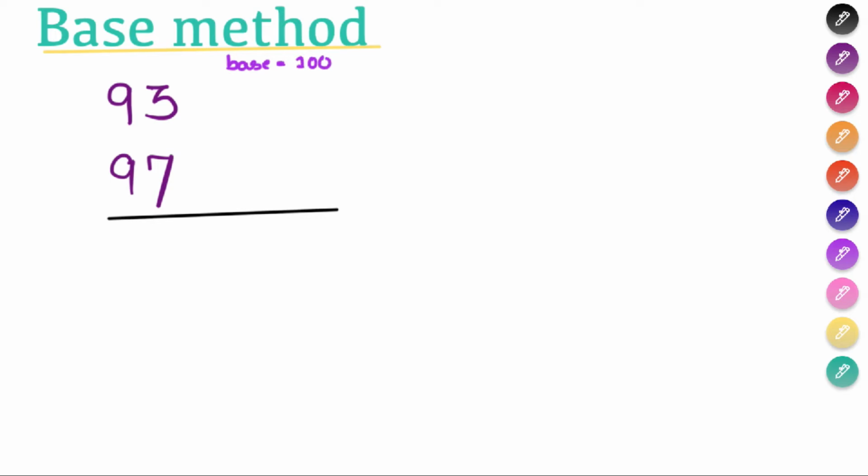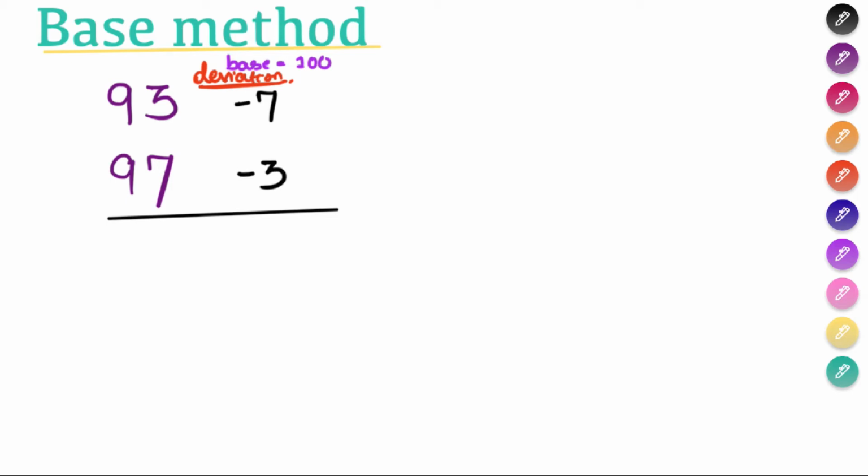Now let us see the deviation. What is the deviation of 93 from 100? The deviation is minus 7. Why? Because when we subtract 7 from 100, 100 minus 7 gives us 93. So the deviation is minus 7. Similarly, 100 minus 3 gives us 97. So the deviation is minus 3. So that was the first step.